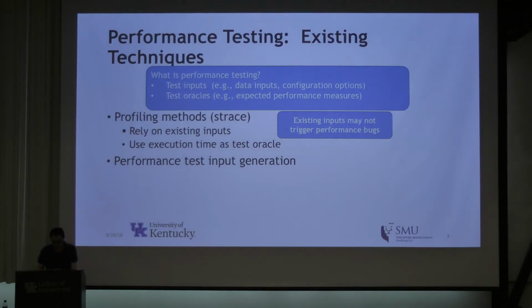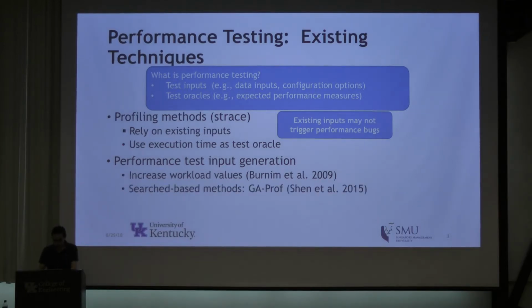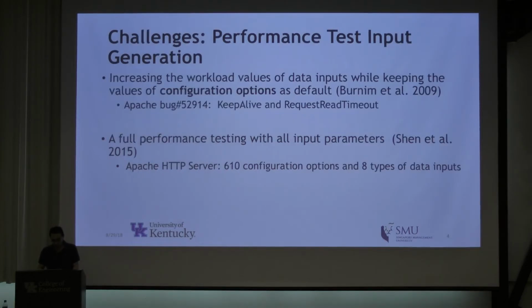Others have been focusing on generating performance test cases, such as Burnham et al. They introduced a method that could increase the workload values. Shin et al. proposed a search-based method to explore the combinatorial space of the test inputs. However, even though those methods work great, there are some limitations.